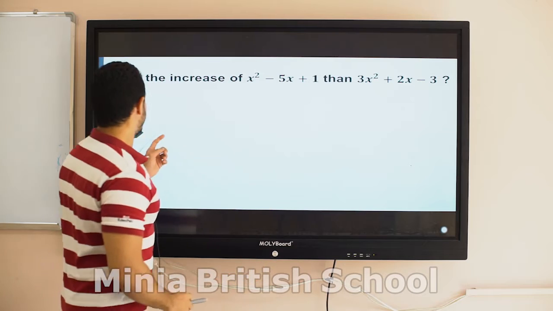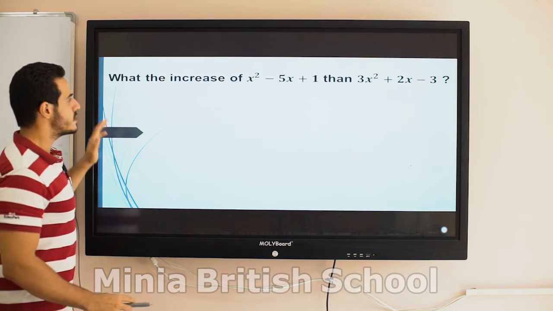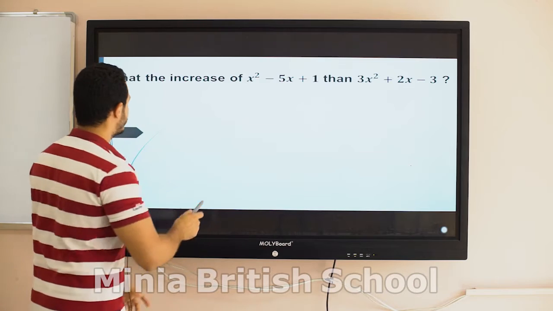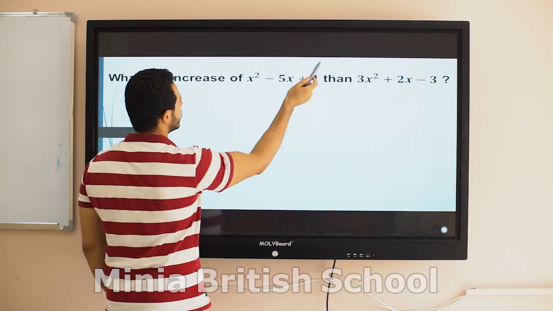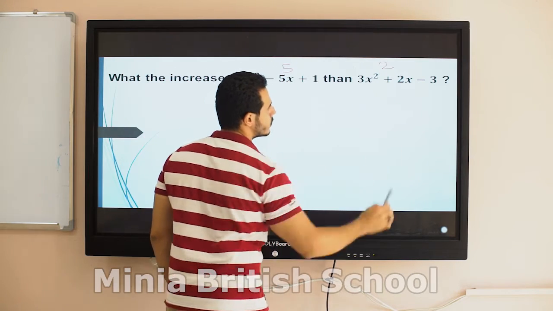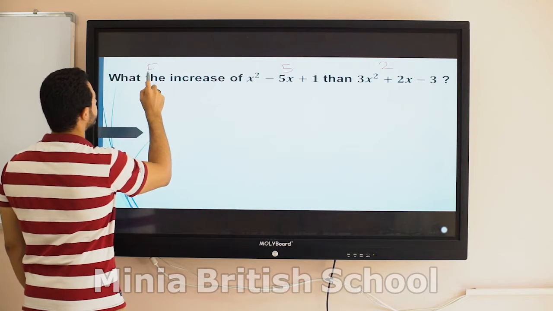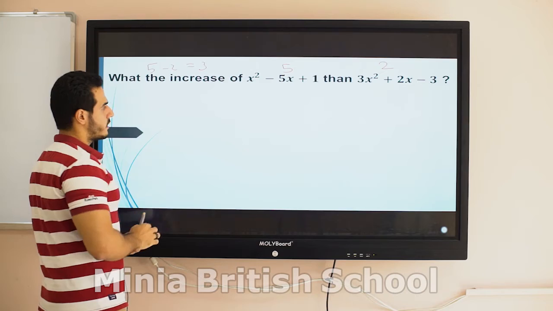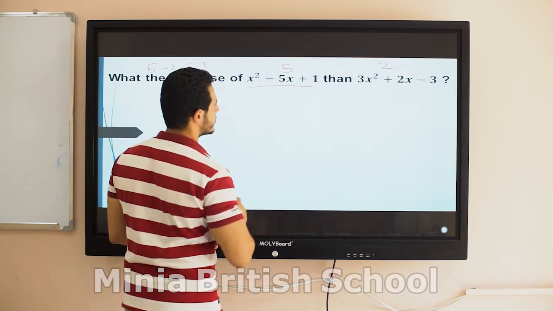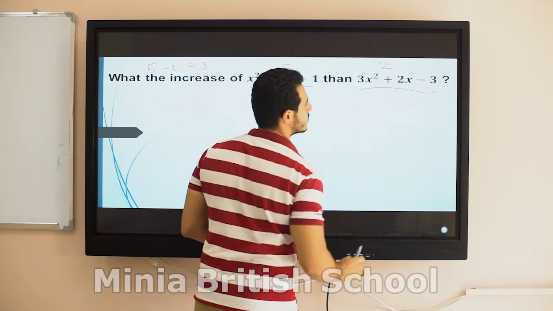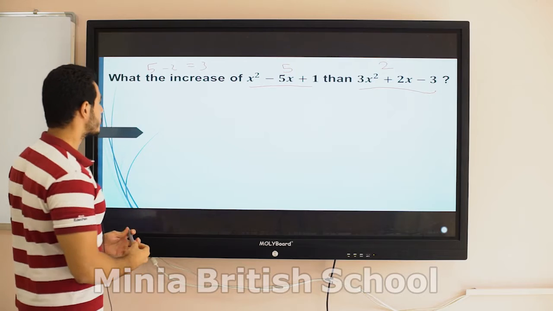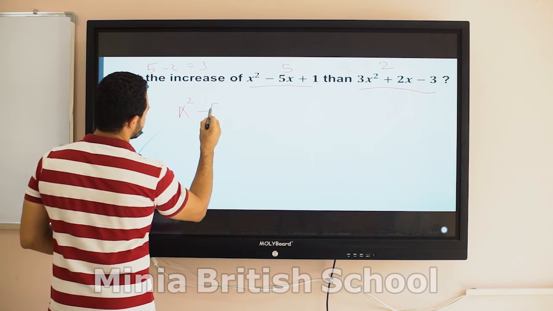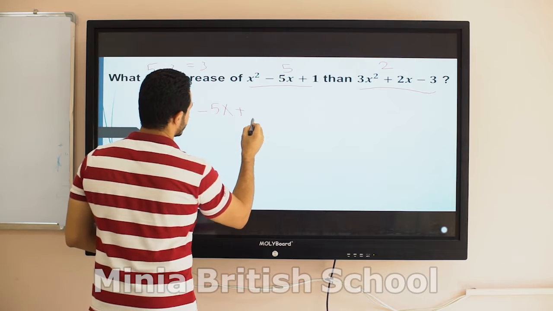Now, look at this exercise. What is the increase of this expression than this expression? If I told you what's the increase of 5 than 2, you will say 5 minus 2 equals 3. I do the same thing. I will write the first expression at first minus the second expression. Okay? So, x power 2 minus 5x plus 1.